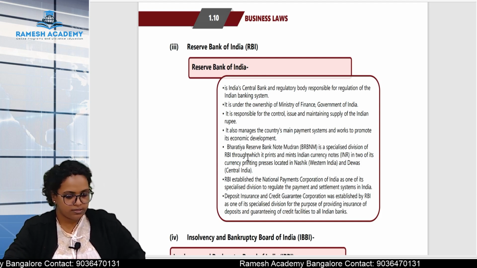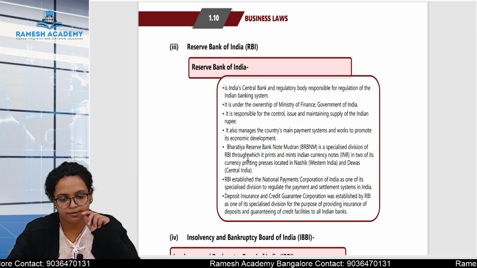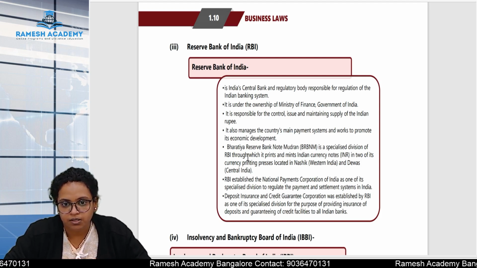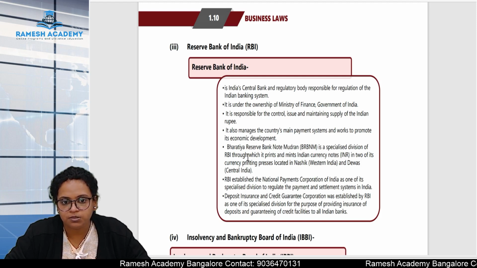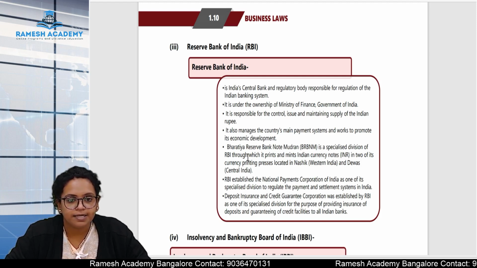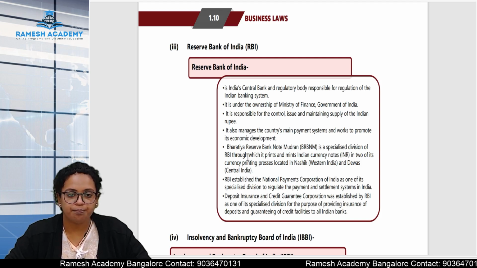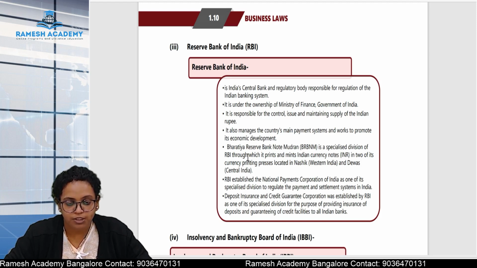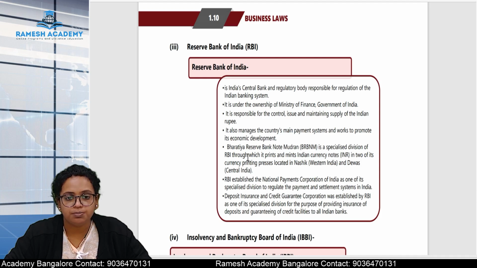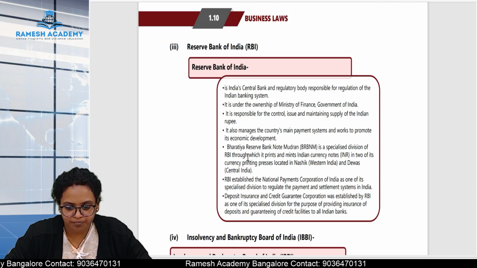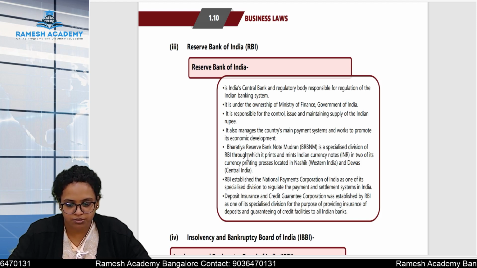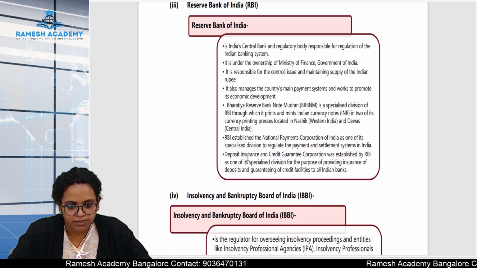So this RBI also has different divisions. The first division that you learned was Bharatiya Reserve Bank Note Mudran, which prints or mints the money, and the second division that you have learned is the payments part. RBI also established the National Payments Corporation, which controls the payments and the settlement system of India. Then the third thing that you have learned is about the insurance and the credit guarantee corporations. So this is about RBI.